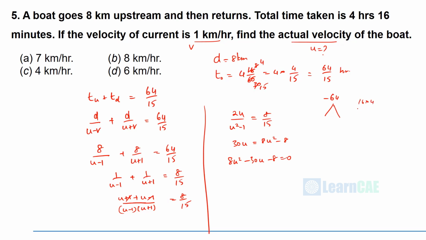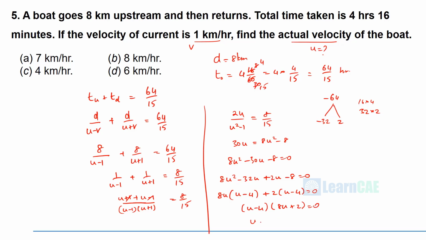Can it be solved by 16 into 4? This will not give 30. Or 8 into 8 will not give 30. We can solve this by 32 into 2, so minus 32 into 2. So we can write this as 8U square minus 32U plus 2U minus 8 is equal to 0. We can take 8U outside: 8U into U minus 4, plus 2 into U minus 4 is equal to 0. So U minus 4 into 8U plus 2 is equal to 0.